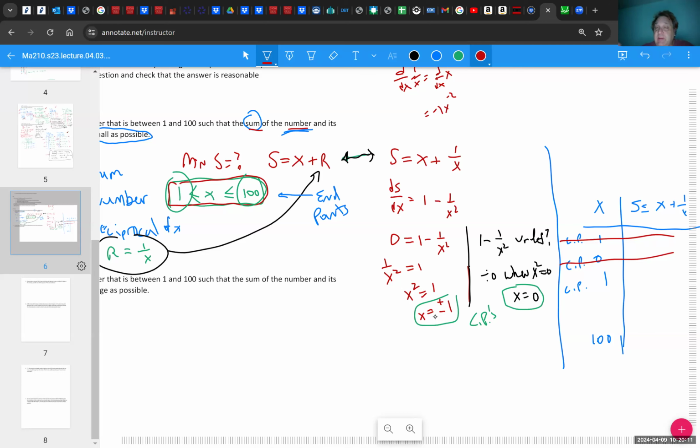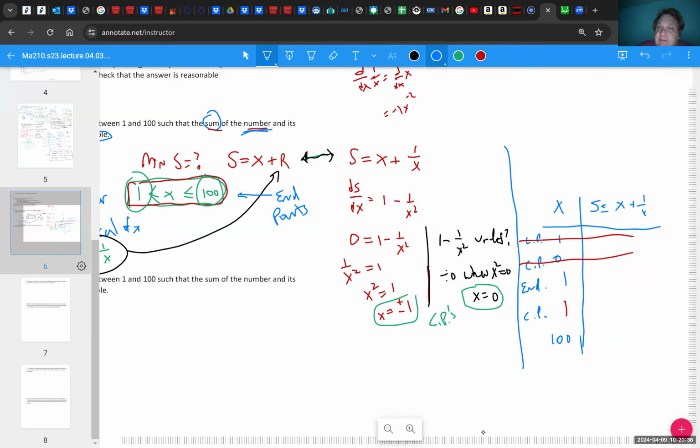We don't have to list it twice. I mean, you can list it twice if you want. This is an endpoint here, and this is the critical point. I don't know how you want to list them. You don't have to write 1 twice if you don't want to. I'm just trying to convey the idea that you list all your endpoints, you list all your critical points, and then you figure out which one is the smallest, and that's the absolute minimum.